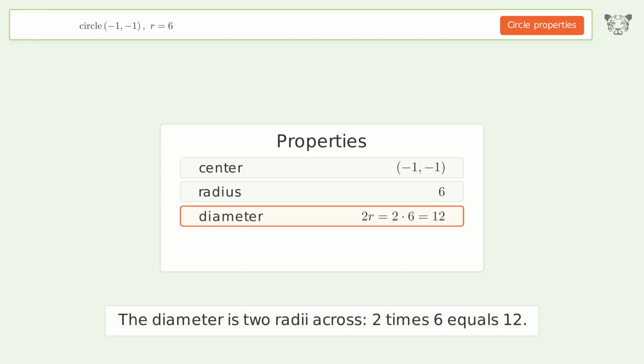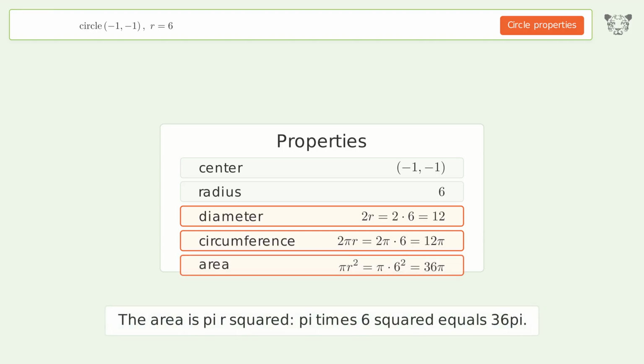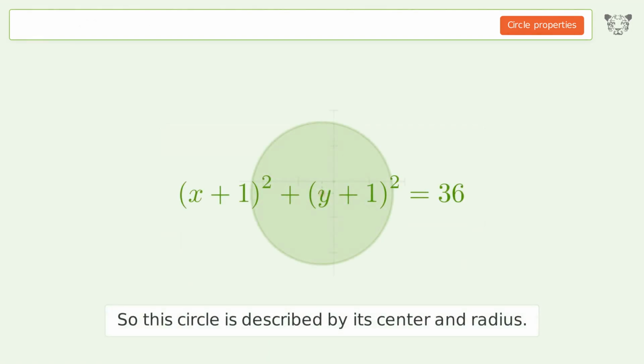The diameter is 2 radii across, 2 times 6 equals 12. The circumference is 2 pi r, 2 times pi times 6 equals 12 pi. The area is pi r squared, pi times 6 squared equals 36 pi. So this circle is described by its center and radius.